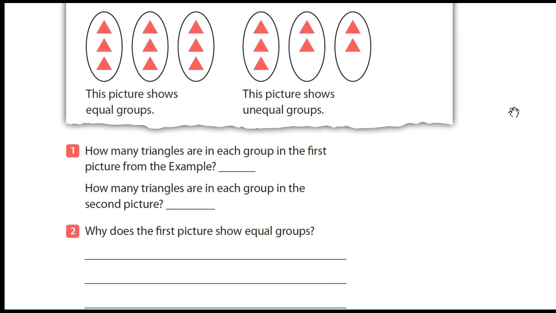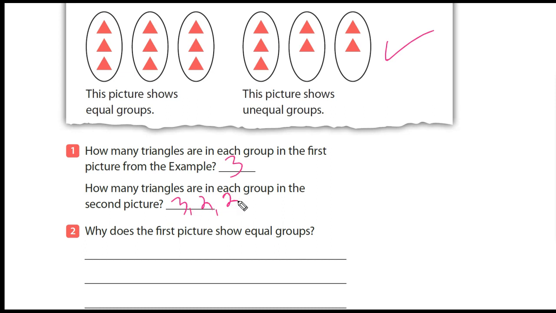Let me answer the questions. How many triangles are in each group in the first picture? Three. So in each group, three. How many triangles in each group in the second picture? How many in the first one? Three. How many in the second one? Two and two.